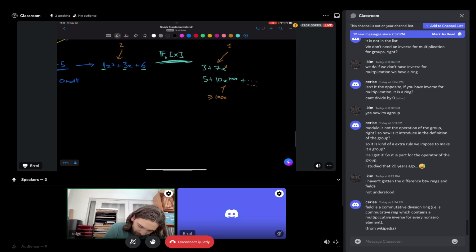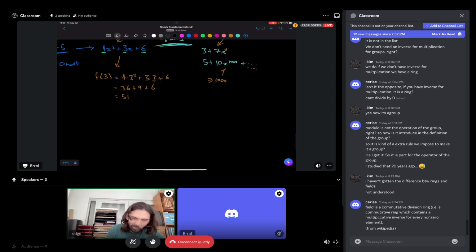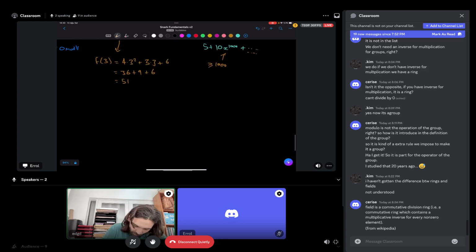So let's do f of 3. Well, that's 4 times 3 squared plus 3 times 3 plus 6, which is 4 times 9, which is 36, plus 9 plus 6, which is 51. And then we can't just have 51. We've got to know what congruency class that's in. That's 7, not 11, right? Because 51 is equal to 4 times 11 plus 7.